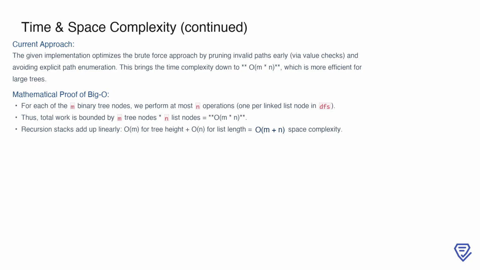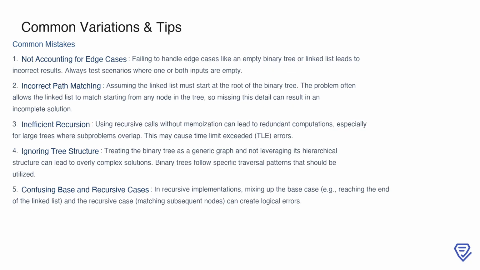Additionally, the space complexity arises from the recursion stacks, O(m) for the height of the binary tree and O(n) for the length of the linked list, summing to O(m + n) in total. When solving this problem, there are several common mistakes to watch out for.